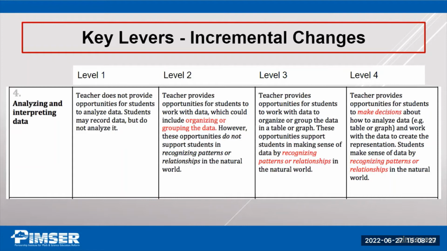So basically in level 2, they do more than just collect data, they're organizing or grouping data. Level 3, they're also adding sense making, looking for patterns and relationships. And in level 4, student decision making is the key lever. Students collect, organize, and group data, look for patterns and relationships, and they make some decisions about how to analyze data. Do you see the incremental progression here? So this is a process, one that's developed over time with intentionality.